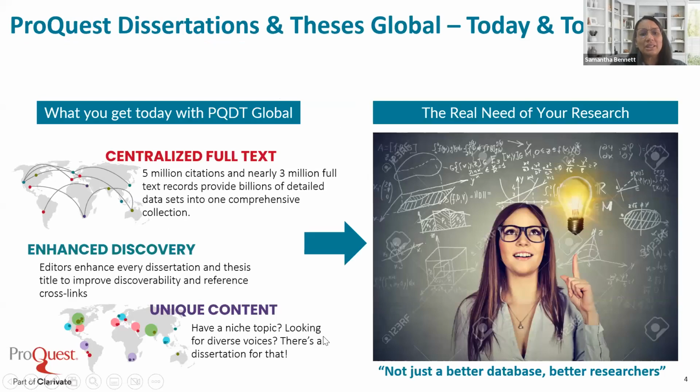So what do you get today out of ProQuest Dissertation and Thesis? It basically consists of over 5 million citations and nearly 3 million full-text dissertations. As we speak, we continuously load dissertations and theses on our platform, where you can find full text of dissertations and theses, and it comes with detailed data sets within one comprehensive platform or collection. These are all hosted on the ProQuest platform.